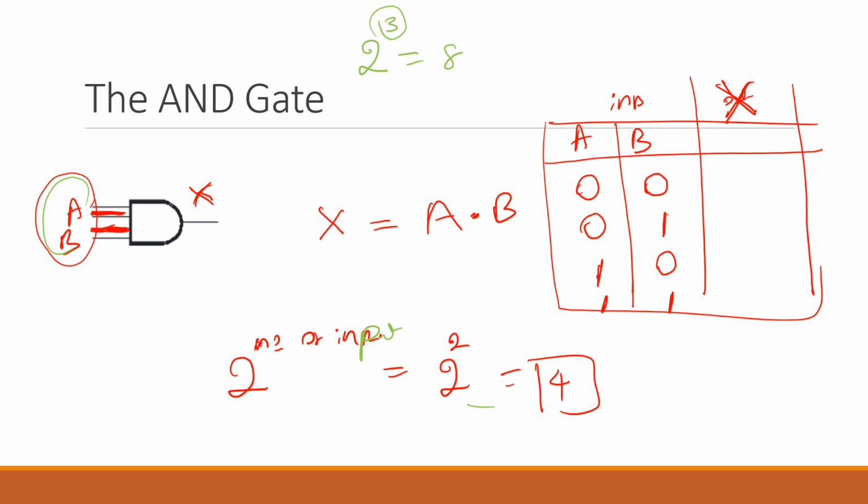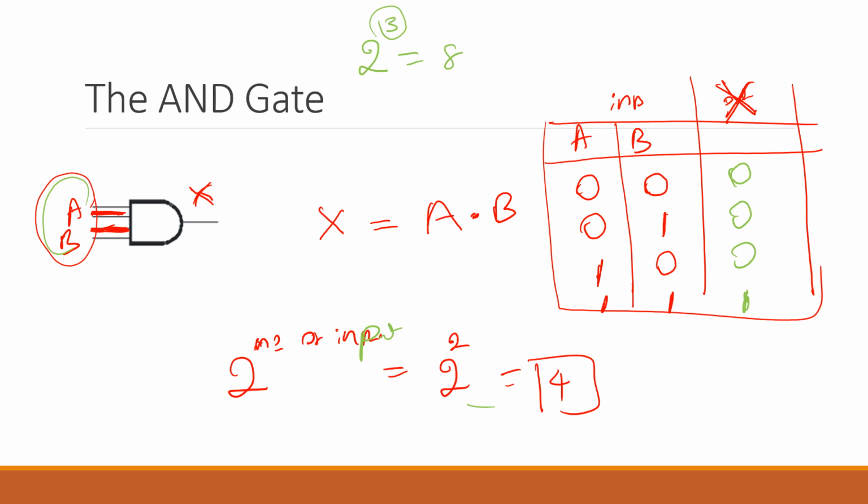Okay, so what should be the output for these 2 inputs, A and B? When A and B both are 0, what should be your output? 0. And when only B is 1? 0, because both need to be 1. AND means both, A and B both. So the only one we have is the last one, where A and B both are 1. Then our output will be 1. Make sense? Any questions?